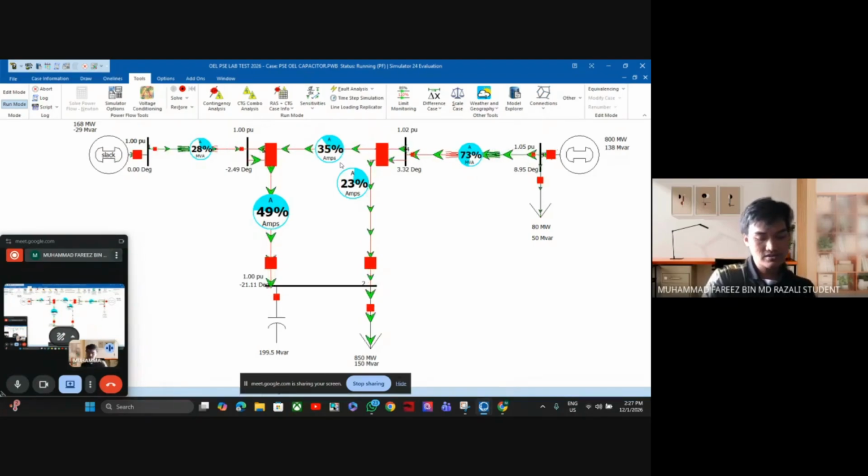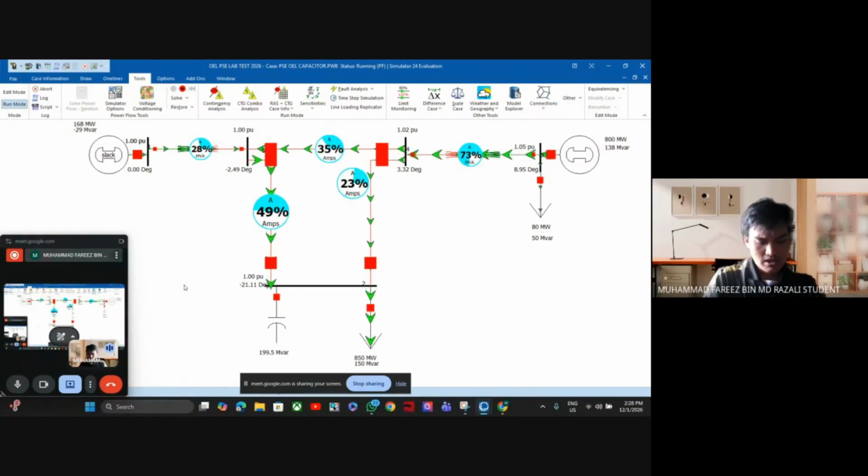Okay, and then we can also see the bus voltage improved. The voltage just now, with no capacitor, was 0.94 pu. But now you can see the voltage increased from 0.94 pu to around 1 to 1.02 pu. The generator now supplies less reactive power, indicating improved system balance.